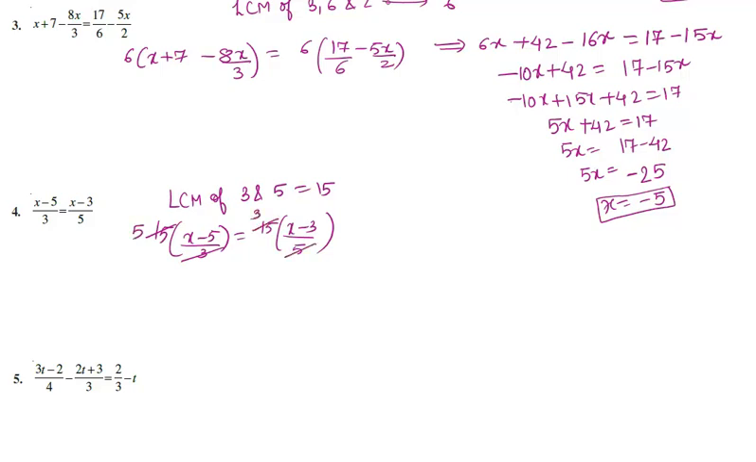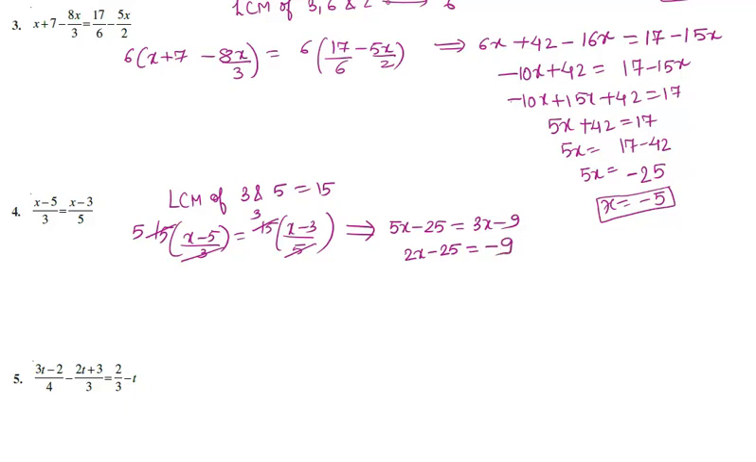Now you can multiply each of these terms. We can open the bracket, so it will be 5x minus 25 equals 3x minus 9. Again, let's subtract 3x from both the sides. So you will get 5x minus 3x will become 2x minus 25. On the right, 3x minus 3x will be 0 and you will have negative 9.